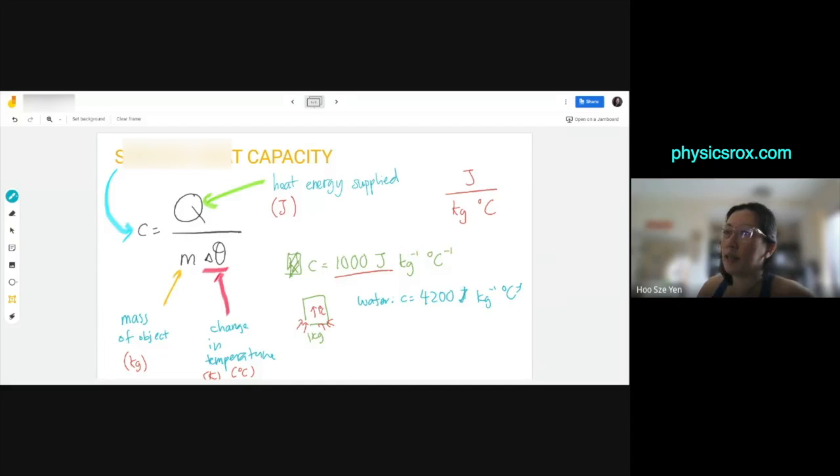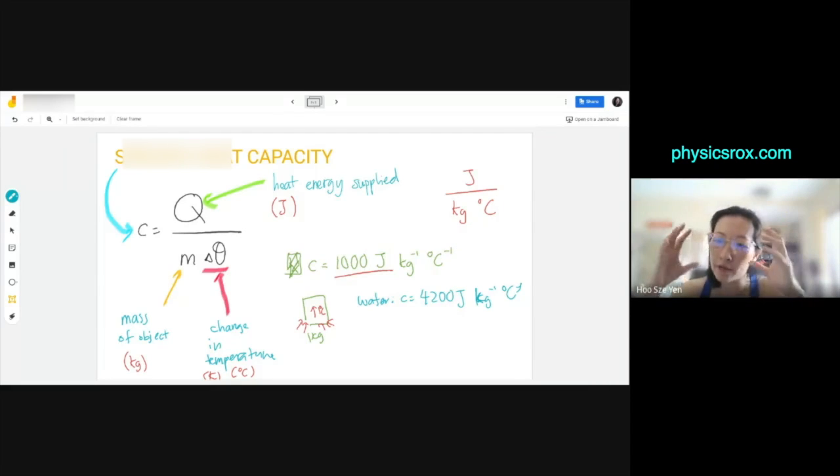Let me make this look nicer, because I rubbed the wrong thing. Joules per kilogram per degree Celsius. So this means what? If you have 1 kg of water, and you want this water to increase by 1 degree Celsius, you need 4,200 joules of energy.